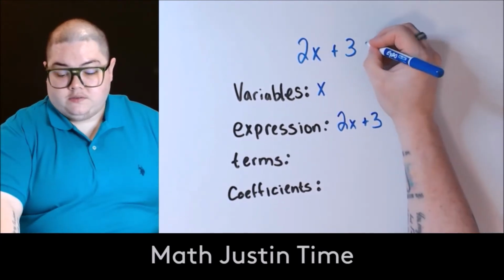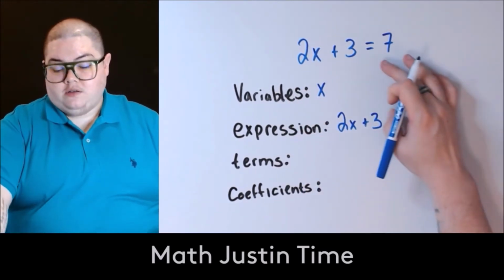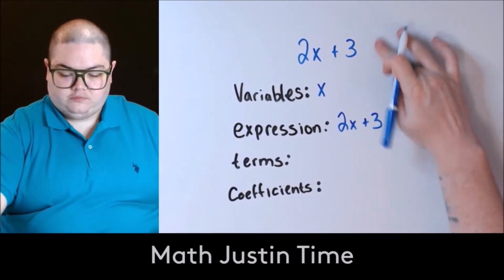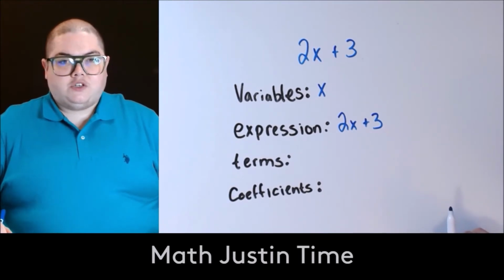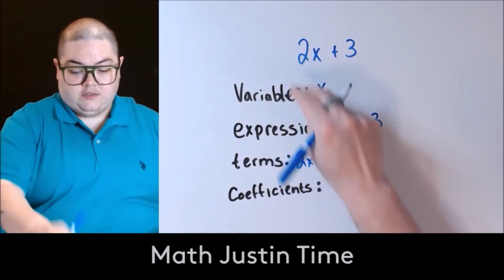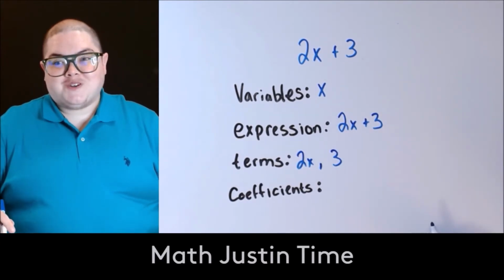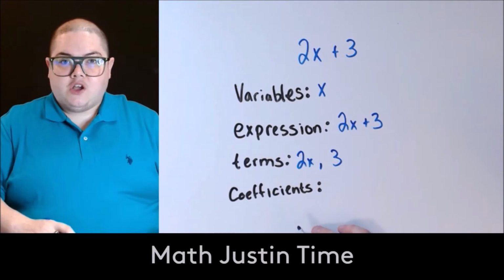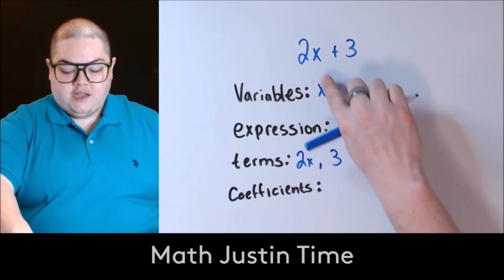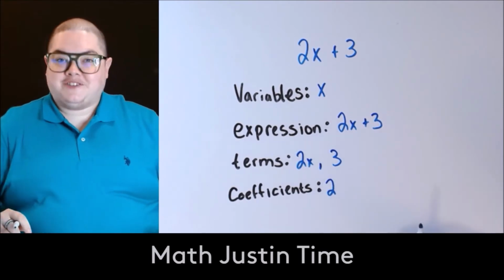If it was something like 2x plus 3 equals 7, like we talked about earlier, this would be an equation, because an equation has an equal sign, and this would be an expression. What about terms? Terms are the different parts of an expression. So the terms we have here are 2x, and then we also have a 3. And coefficients. Coefficients are the numbers that are in front of a variable. So we decided that x was our variable, and the number that's in front of that is 2. So our coefficient is 2 on this one.